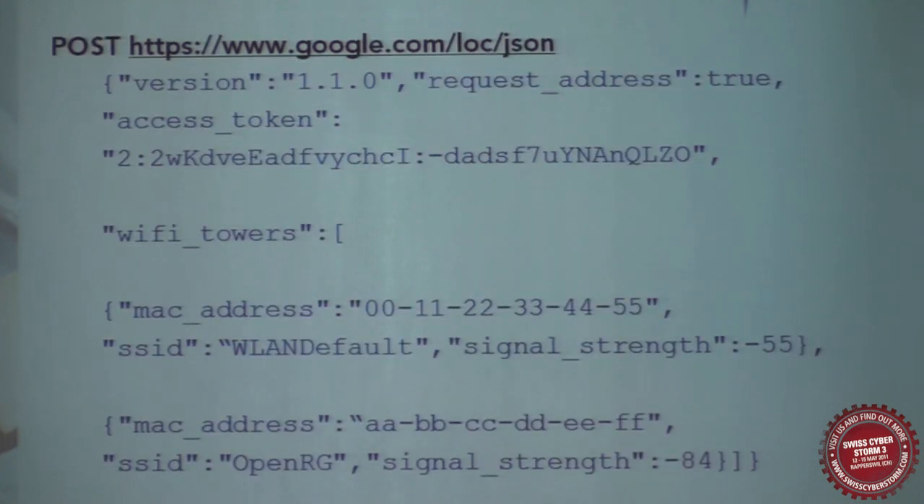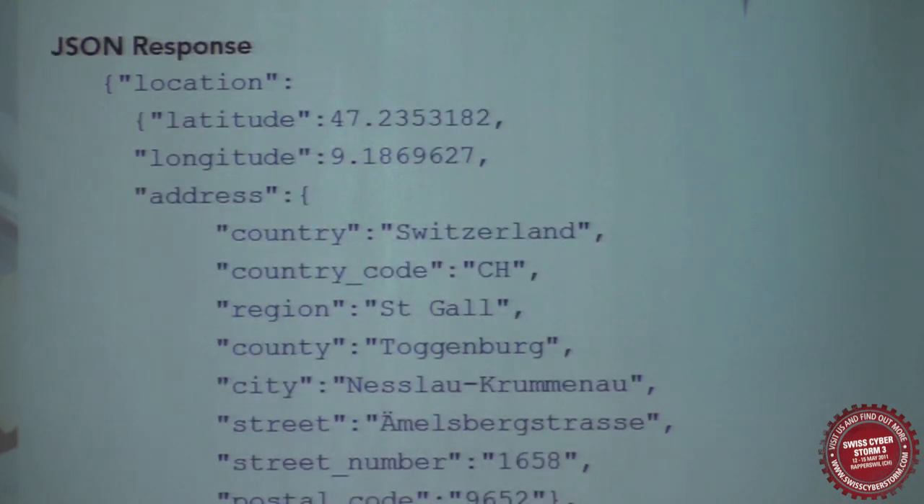That's how such a request looks like. You have a POST request, JSON, and below you see MAC address, SSID, and signal strength. And in return you get coordinates and an address.